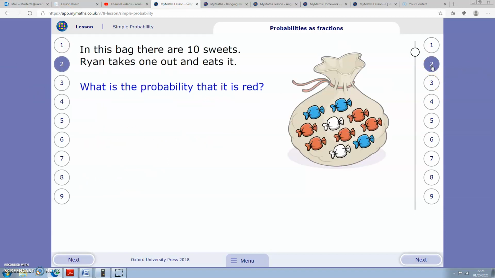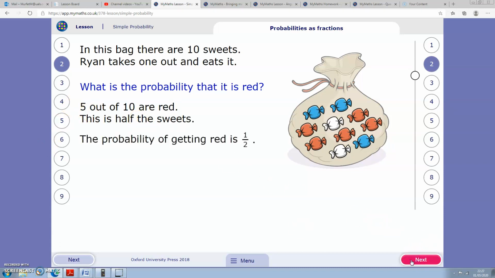So in this bag there are 10 sweets. Ryan takes 1 out and eats it. What's the probability it is red? So we're going to count how many sweets there are that are red. So we've got 5 red sweets. So we've got 5 possible outcomes out of 10 sweets. So 5 out of 10 is half the sweets. So my probability is 0.5, a half, or 50%.